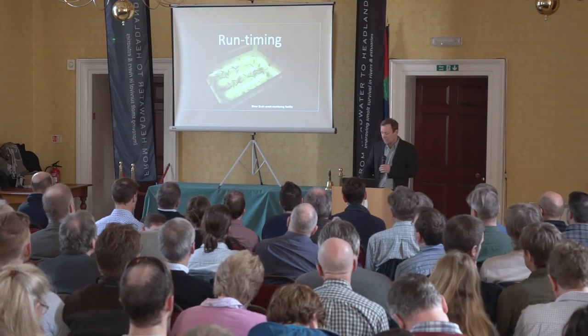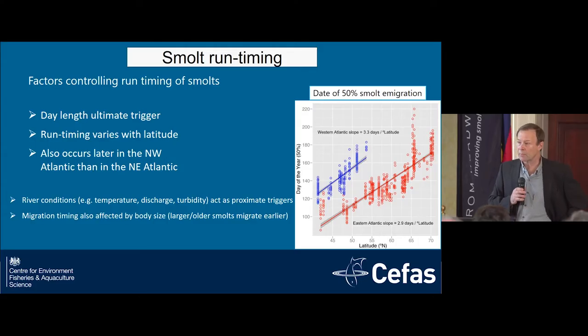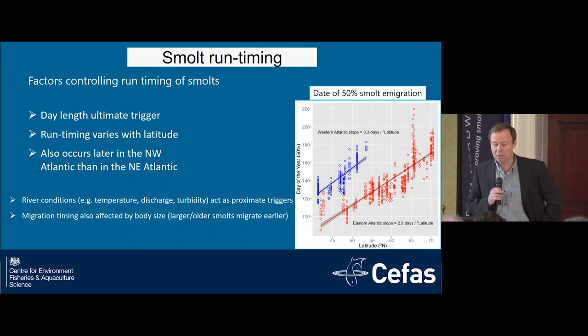Now, in terms of run timing, run timing is very important for smolts, and the factors controlling run timing tend to be day length, which is the ultimate trigger, and the run timing varies with latitude, so that the further north you go, the later the smolt season is, the later that the fish tend to run into the open ocean. And it's also been shown that run timing also occurs later in the northwest Atlantic than in the northeast Atlantic.